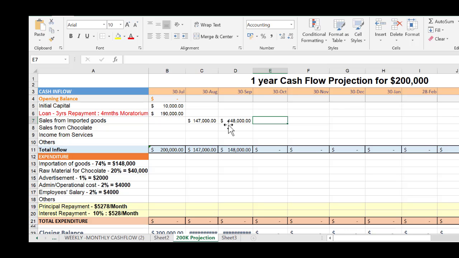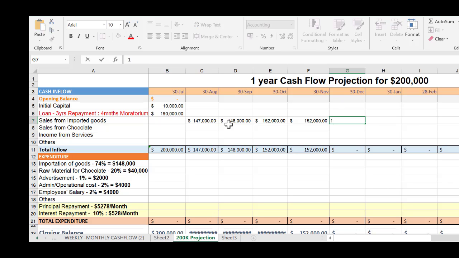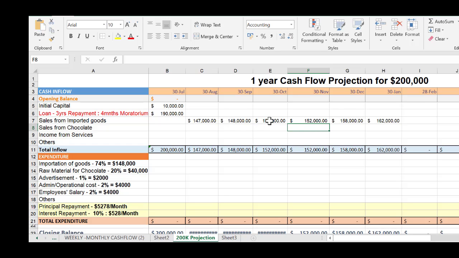Then on the third month I have $152,000. Then on the fourth month $158,000. Okay, let's say $162,000. Alright, so I'm going to be projecting this way.